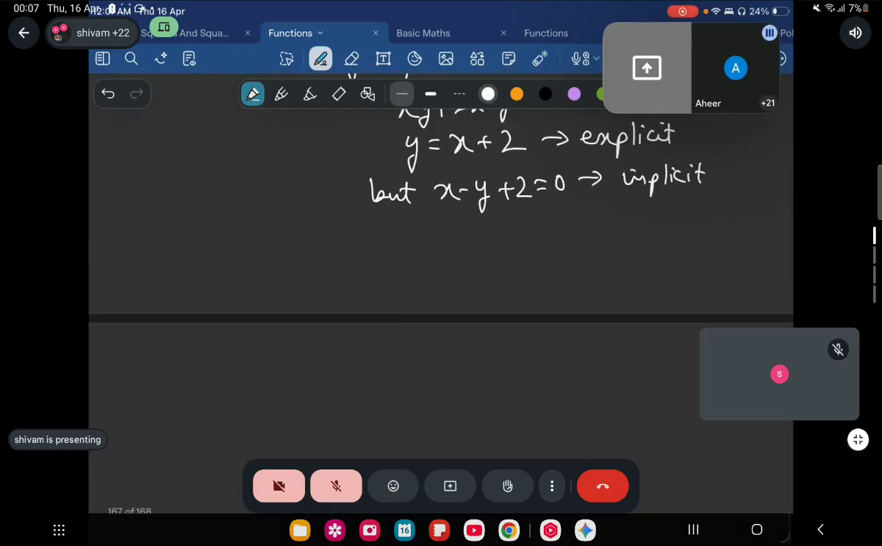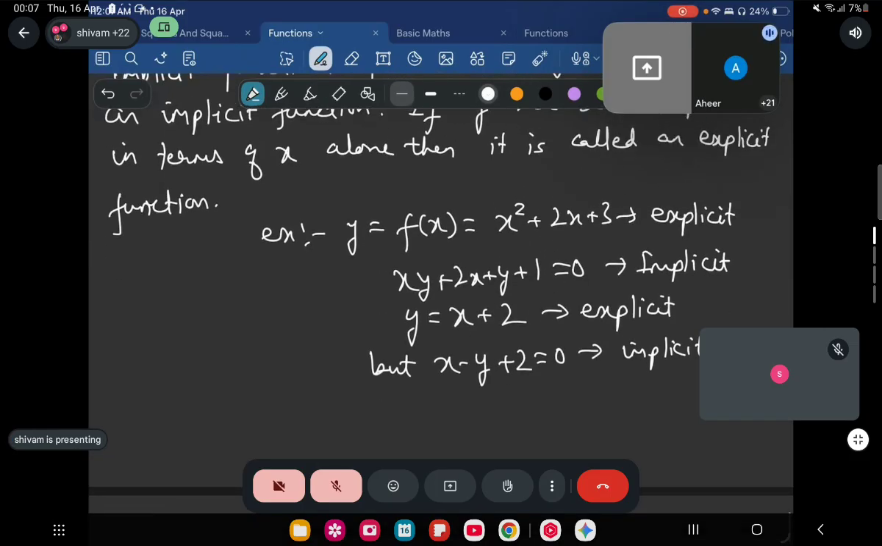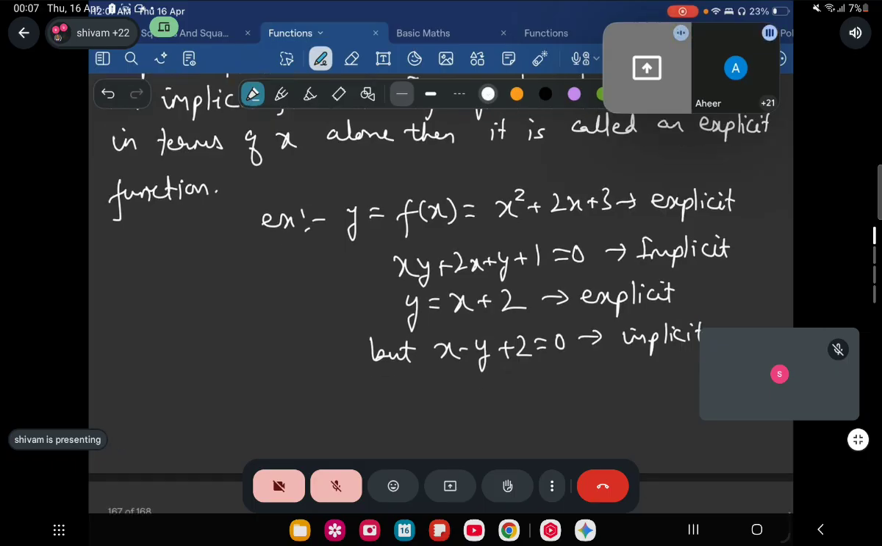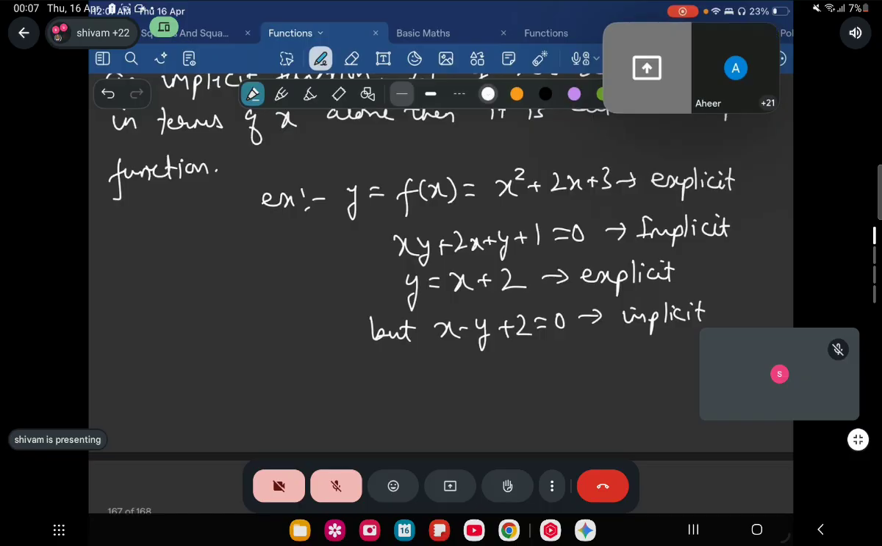If we use x and y together, it will be implicit. But if we express y in terms of x, it will be explicit. Next, let us do some problems.